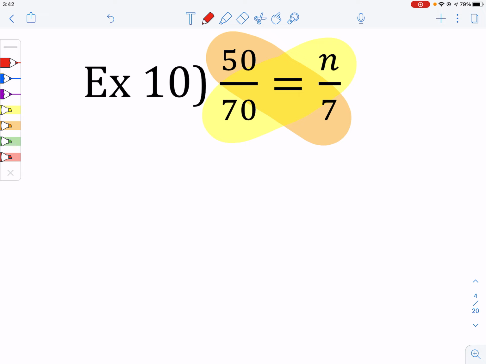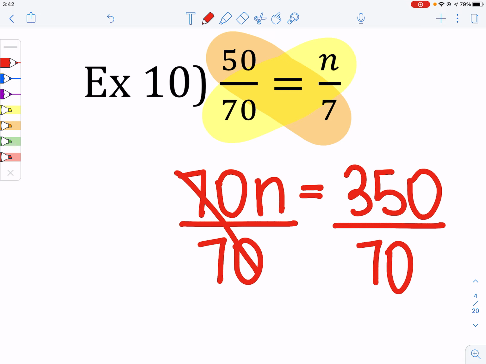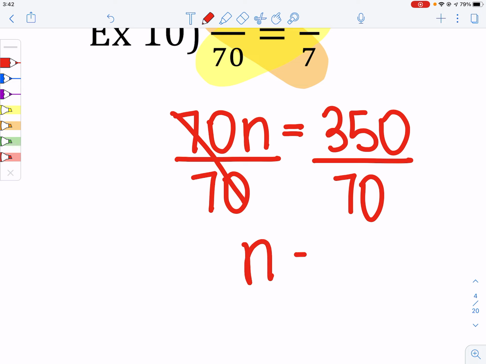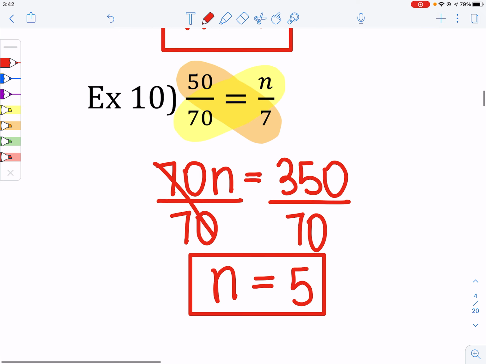All right, so when you multiply diagonally, I know 70 times n is 70n. I know 50 times 7, 5 times 7 is 35. So throw a 0 behind it. Okay, divide by 70. Divide by 70. So I have n equals 5. Okay, and again, if you want to plug it in, you can, but that's all we got.